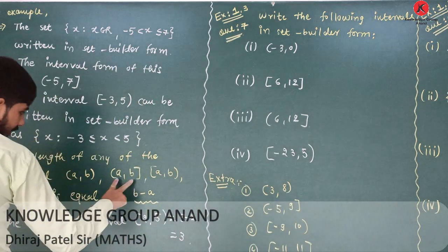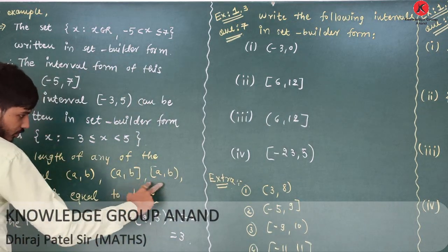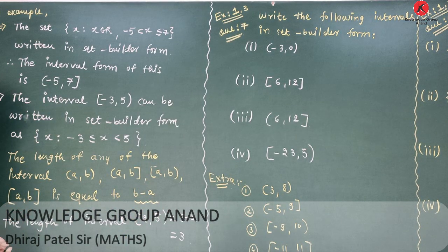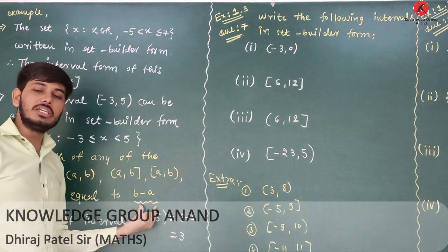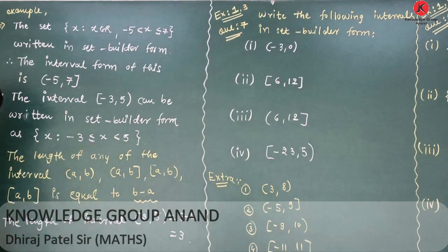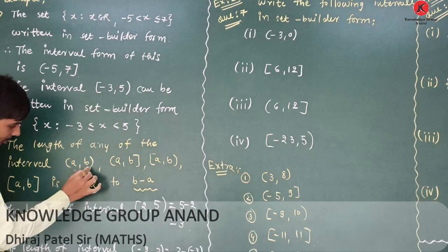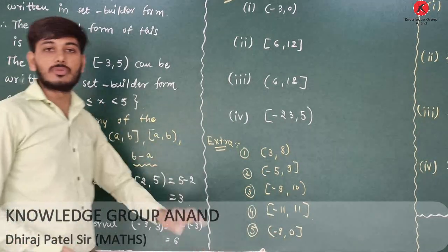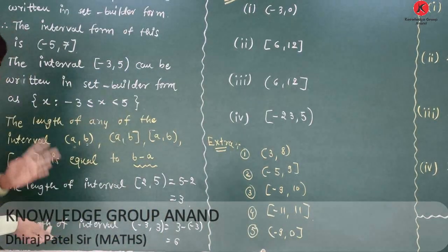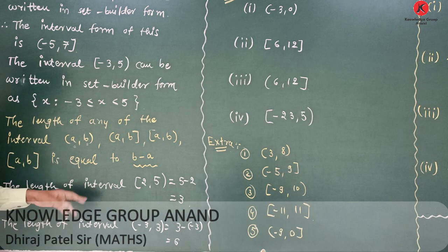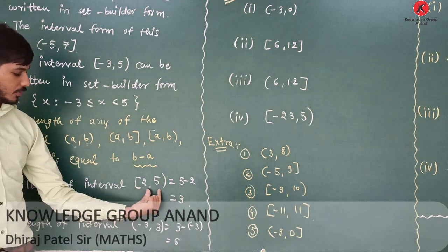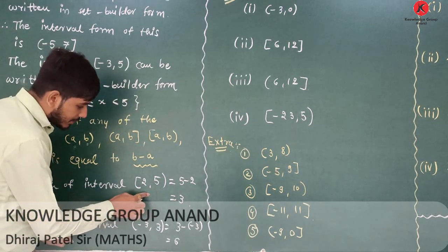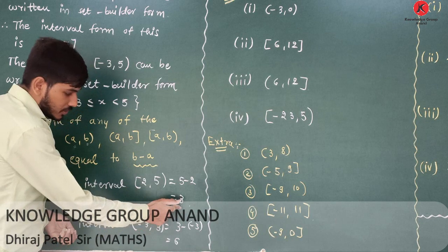For the interval a to b where b is included, a to b where a is included, and a to b where a and b both are included, the length is equal to b minus a. You have to subtract a from b; b minus a represents the length of the interval. Suppose we want to find the length of the interval 2 to 5, then it is b minus a, meaning 5 minus 2, which is equal to 3.